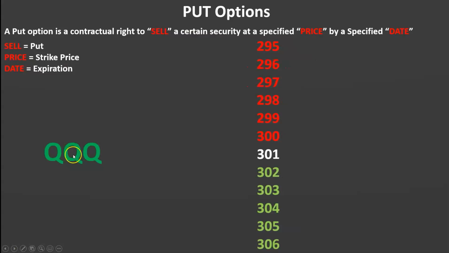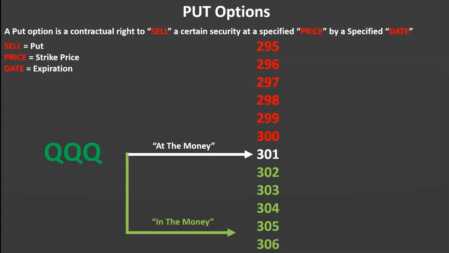So same example, QQQ, $301. Let's just assume it's trading at $301.10. If that's the case, how we calculate the at the money strike is no different. All right. At the money is at the money, no matter if you're buying a call or a put. What does change is the in the money and the out of the money. You'll notice that they were flipped and they were inverse.